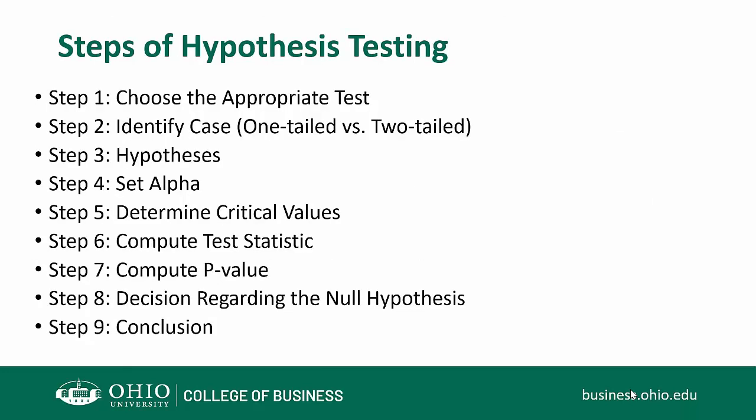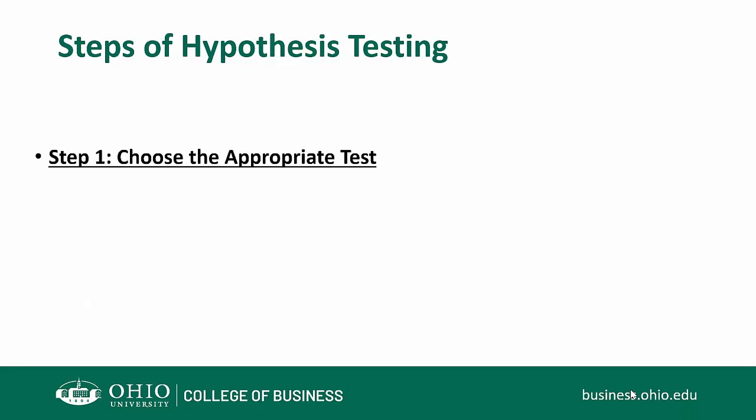Here are the steps of hypothesis testing. The steps are the same for every single hypothesis test. However, the method for completing the step differs from test to test. For example, in step 6, which is computing the test statistic, each test statistic has a different formula. Step 1 is choosing the appropriate statistical test. The first thing you do when you want to test a hypothesis is to determine the appropriate statistical test.